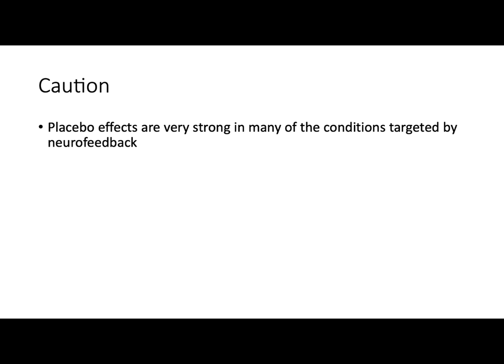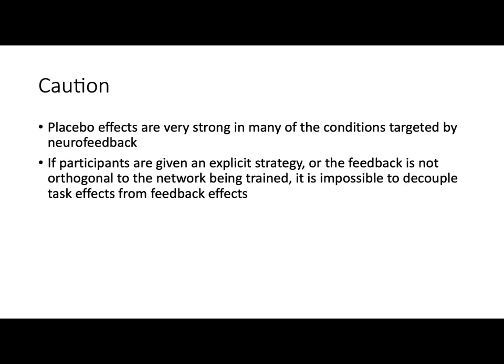Okay, so this all brings us to caution when using neurofeedback, right? So many of the conditions that are targeted by neurofeedback are very amenable to placebo effects: depression, pain, anxiety, right? These all respond very well to placebo. And it's possible that the feedback we're giving is all just a very strong placebo. If they're given an explicit strategy, or if the feedback is not orthogonal to the network we're training, right? If the feedback activates the network that you're trying to train, then it's impossible to decouple the effects of the training from the feedback effects, right? Is that clear?